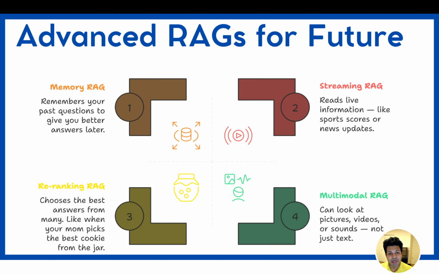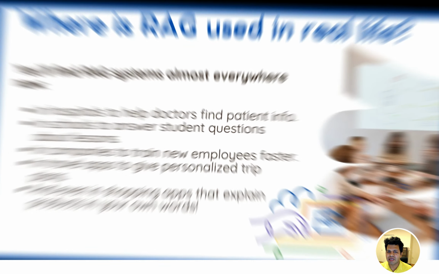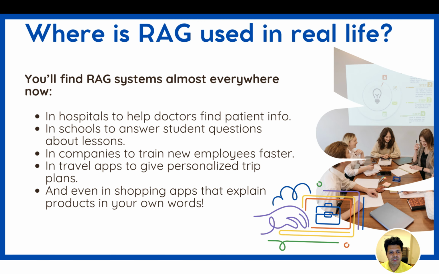For example, imagine asking your AI, show me my dog's best trick from the last week. Multimodal RAG could check videos, find your dog jumping, and describe it to you. So where are these RAGs used in real life? Well, you will find RAG systems almost everywhere now. In hospitals to help doctors find patient info, in schools to answer student questions about lessons, in companies to train new employees faster, in travel apps to give personalized trip plans, and even in shopping apps that explain products in your own words. It's like giving every app its own mini librarian.